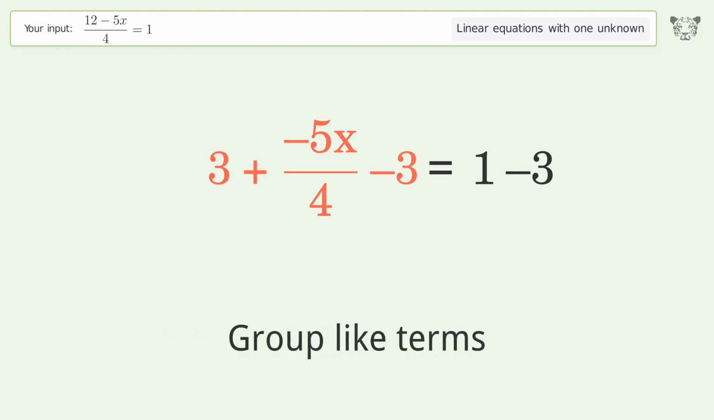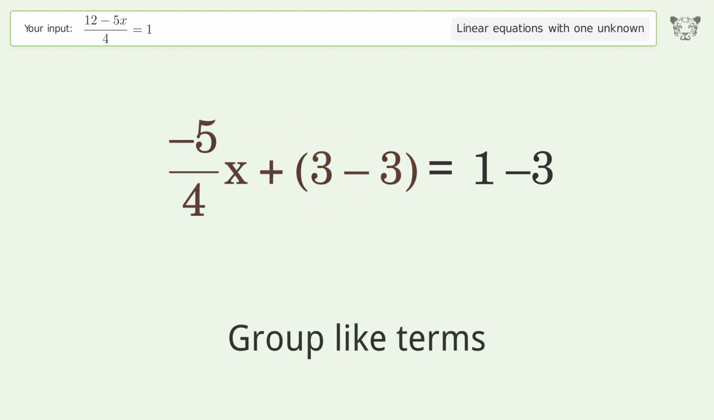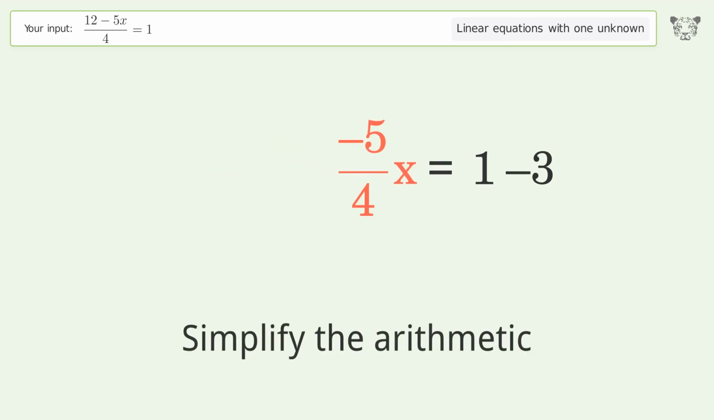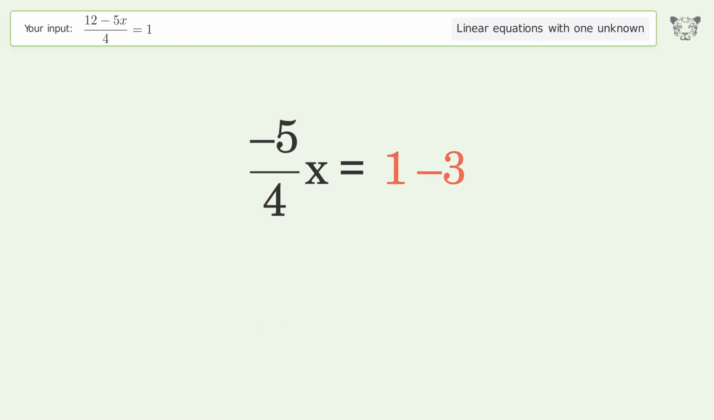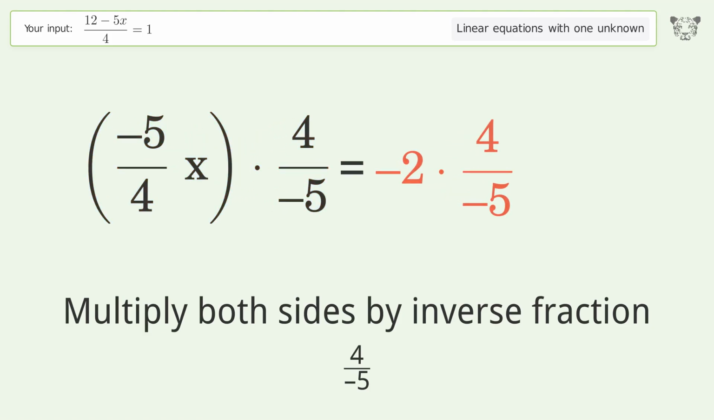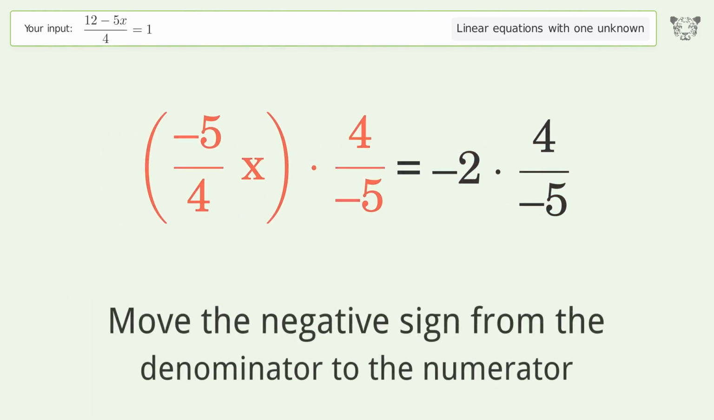Group like terms. Simplify the arithmetic. Isolate the x. Multiply both sides by inverse fraction 4/-5. Move the negative sign from the denominator to the numerator.